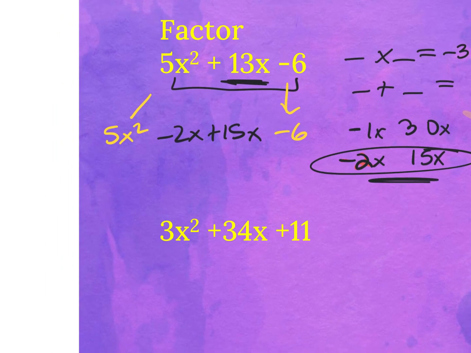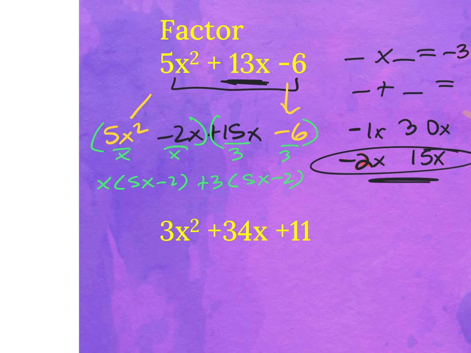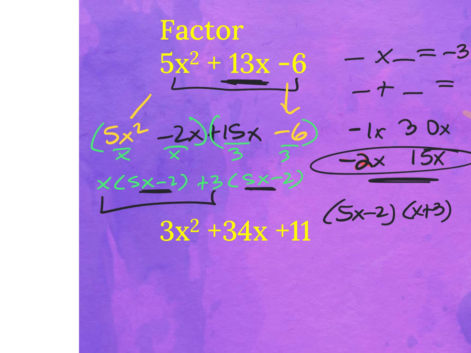Factor by grouping. So make your two groups. GCF here is x. So 5x minus 2. GCF here is going to be 3. 5x minus 2. So again, these two look the same. So write it down once. And then take the two GCFs you divided by. And there's your answer.